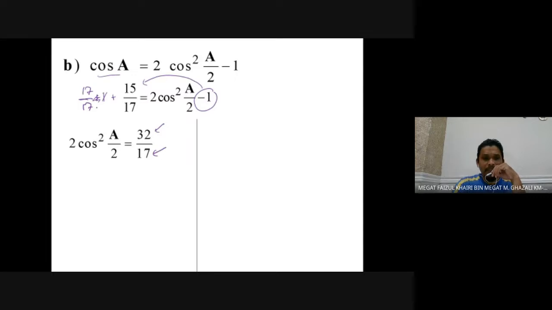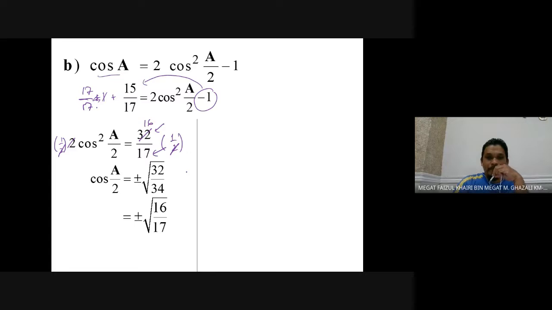Okay, from here, 2 multiply with 1 over 2 here and also 1 over 2 here. Then 32 divided by 2 equals 16. And then square, recall, nak hapuskan ni, kita kena square root left and right. So it gives you cos A over 2 equals plus minus square root of 32 over 34.